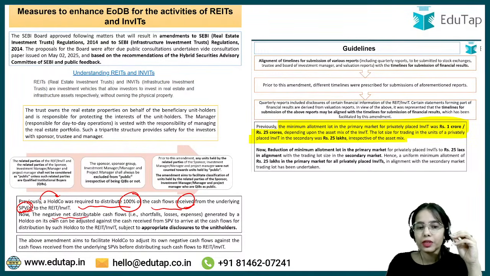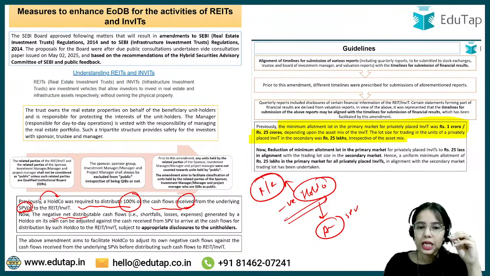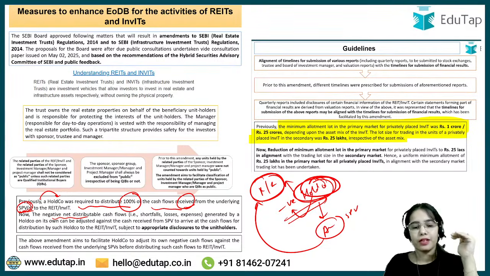Let's say the holdco was making losses. Even then it had to transfer all the cash flows from the special purpose vehicles to the REITs and InvITs. Now they will not have to do so. The holdco, having negative cash flows or losses, can cover its losses, and whatever cash flow is left can be sent to the REITs and InvITs. So this is the idea.